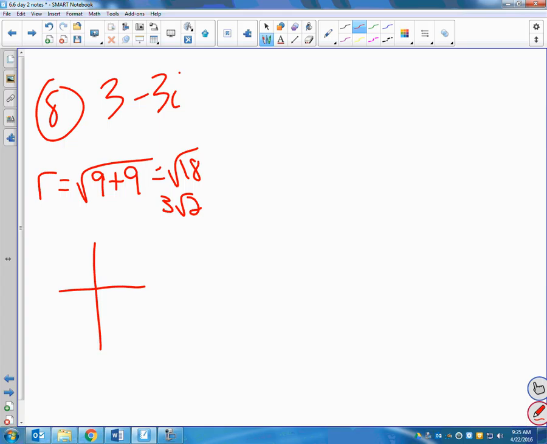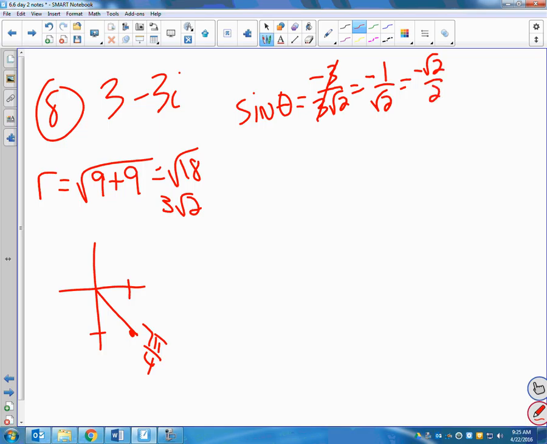If you graph that, that's 3 on the real axis, negative 3 on the imaginary axis, which would be right down there. If it's directly in the middle of the quadrant, it's always going to be a pi fourths angle. This is one where I wouldn't do sine, cosine, or tangent, because I would just say that's 7 pi fourths. But if you wanted to, you could do sine of theta equals b, which is negative 3, over r, which is 3 radical 2, and that's negative 1 over radical 2, which is negative radical 2 over 2. So in quadrant 4, what angle has a sine of negative radical 2 over 2? It has to be 7 pi fourths. So I can say 3 radical 2 times cosine of 7 pi fourths plus i sine of 7 pi fourths.